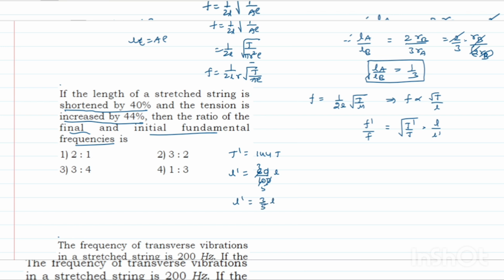We just put this value, students. F dash by F will be equal to T dash, which is nothing but 144 T by the initial tension, you can take as T, and L by the final length, which we get as 3 by 5 of L. LL gets cancelled, TT gets cancelled. F dash by F is nothing but the square root of 144, which is 12, and here we will get 5 by 3. So when you take it to the numerator, 3 4s are 12, 4 5s are 20.